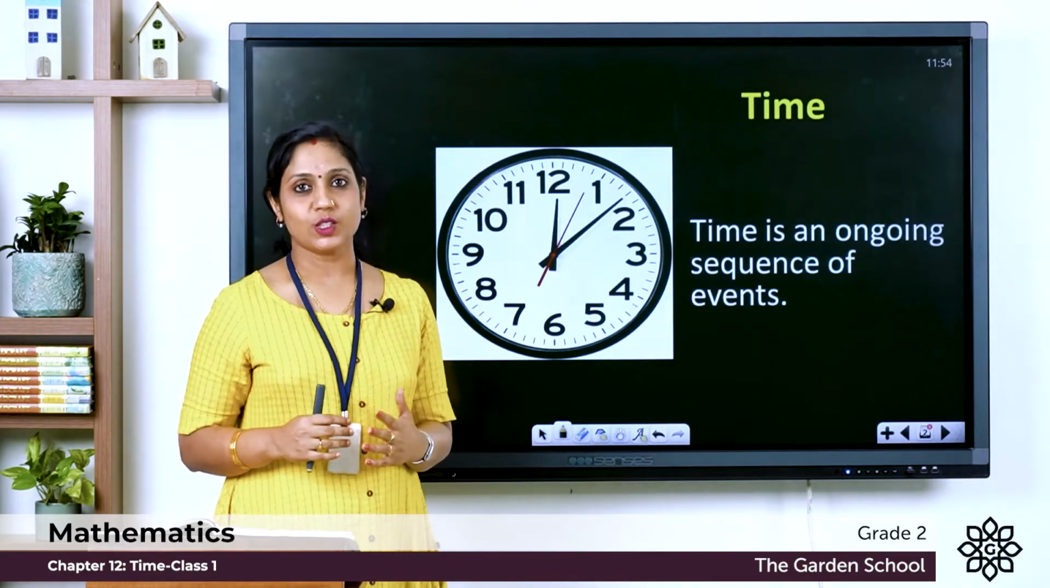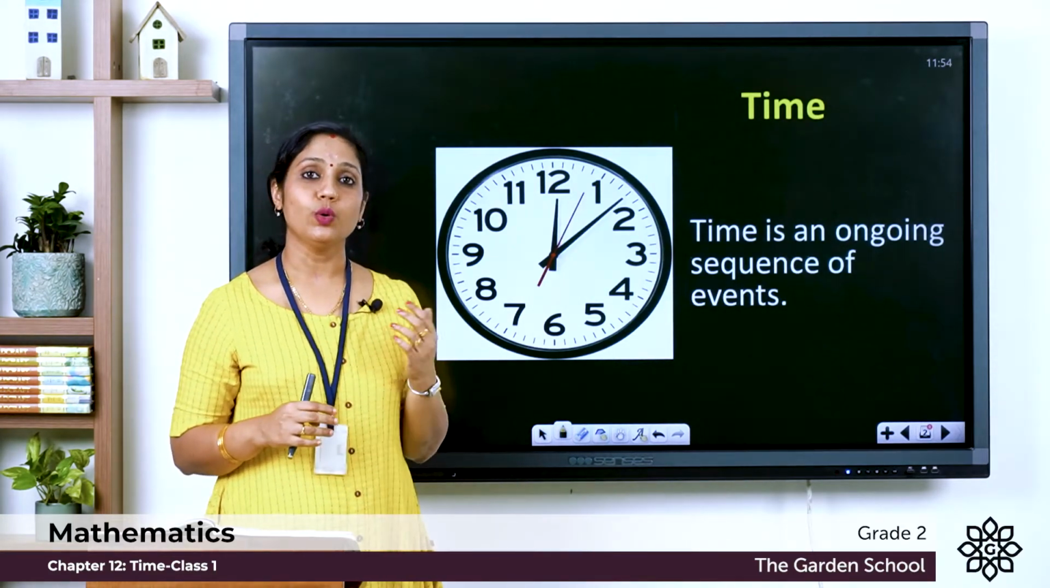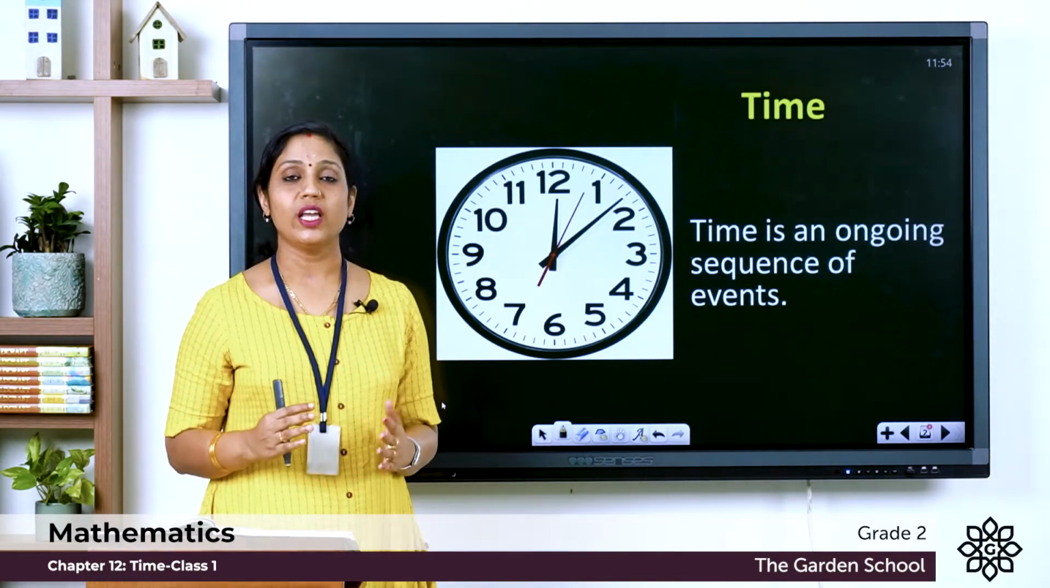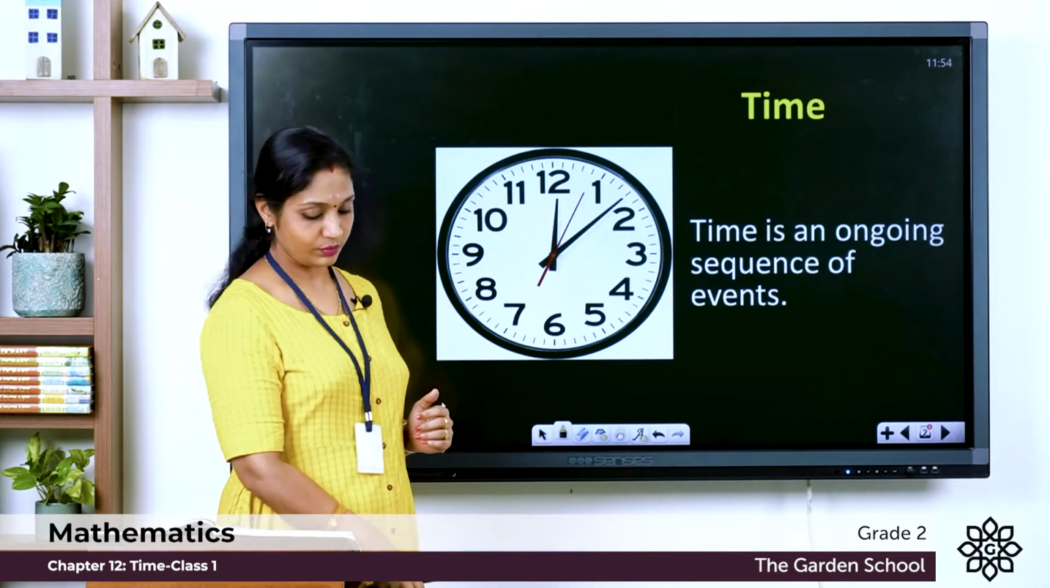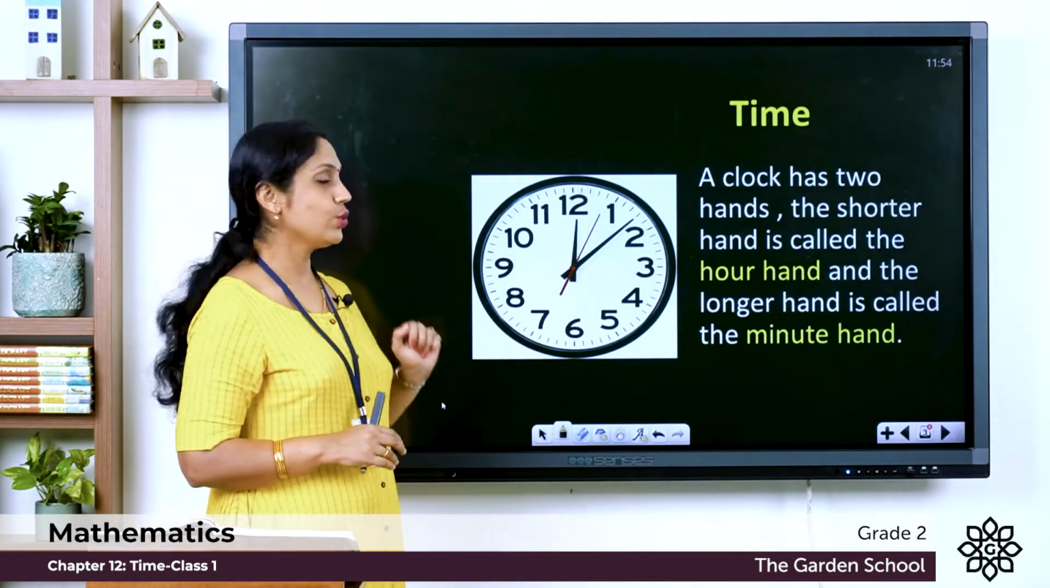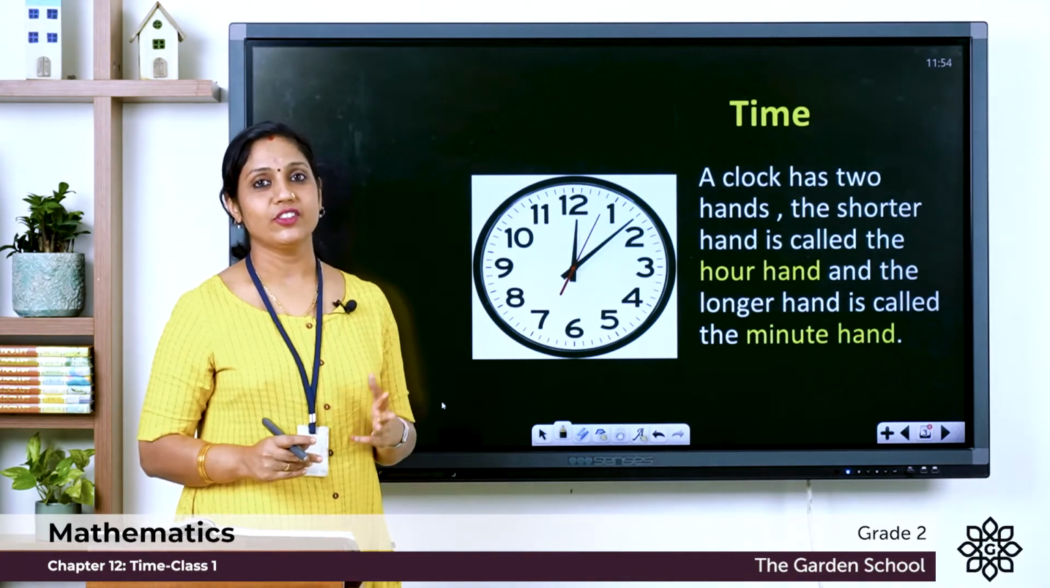Suppose someone asks you what the time is, you usually look at a clock or a watch to say what the time is, right? So, today we are going to learn the clock. On a clock, you can usually see two hands. Some clocks have three hands.